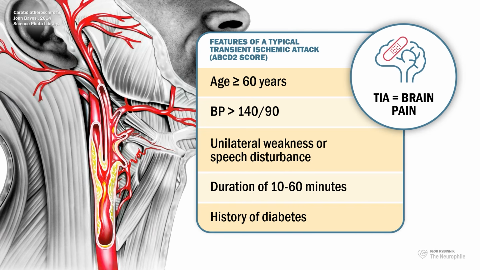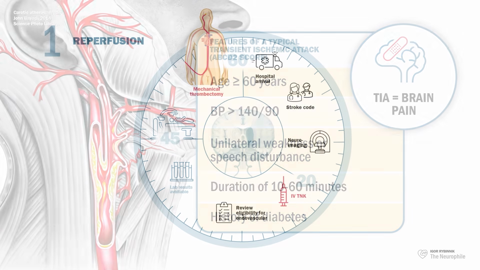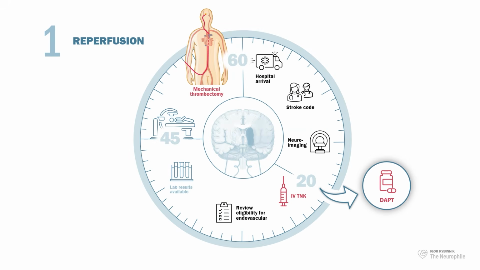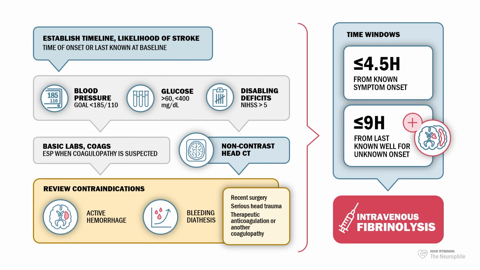Estimate a patient's stroke risk by calculating the ABCD2 score. For patients with high ABCD2 score and non-disabling deficits, consider loading with dual antiplatelet therapy instead of intravenous fibrinolysis. These patients typically don't seem to benefit from fibrinolysis. For everyone else, establish the timeline and assess the likelihood of stroke.